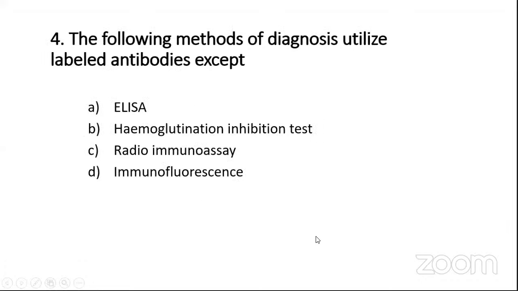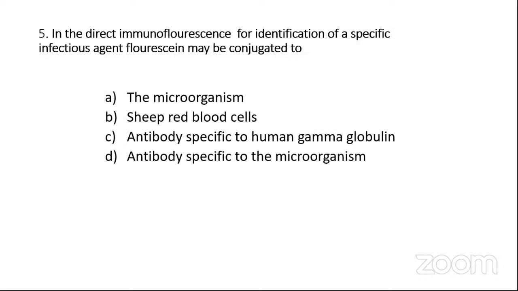The following methods of diagnosis utilize labeled antibodies except: ELISA, hemagglutination inhibition, radioimmunoassay, immunofluorescence. Option B, hemagglutination inhibition. Because ELISA uses an enzyme as a label, radioimmunoassay uses antibody tagged with a radioactive isotope, and immunofluorescence uses fluorescent dyes.